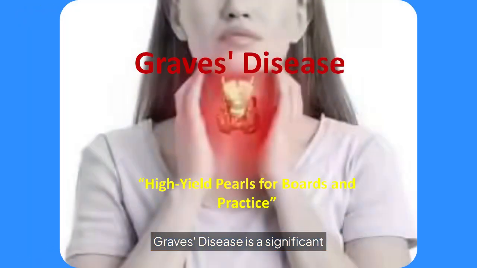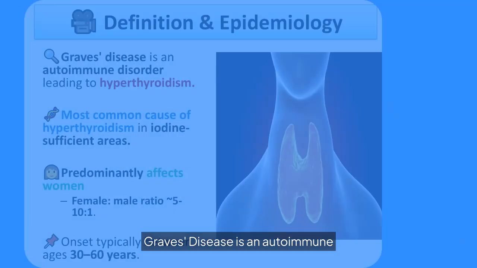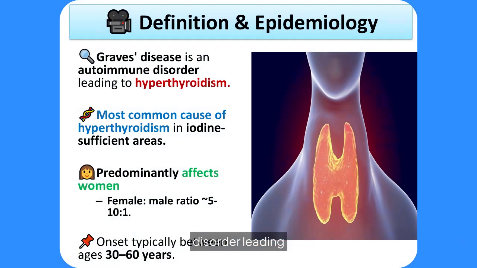This presentation provides a comprehensive yet focused review of Graves' disease. Graves' disease is an autoimmune disorder leading to hyperthyroidism. It is the most common cause of hyperthyroidism in iodine-sufficient regions. It predominantly affects women, with a female-to-male ratio of approximately 7:1, and typically manifests between ages 30 to 60.